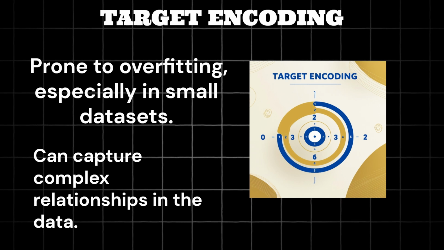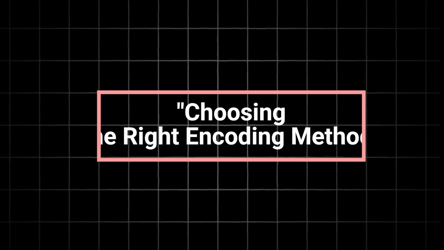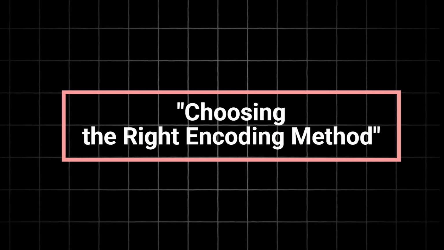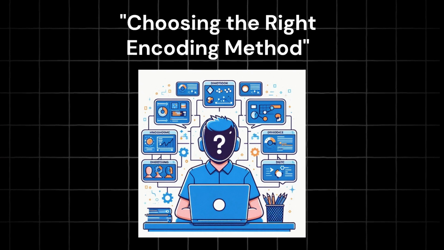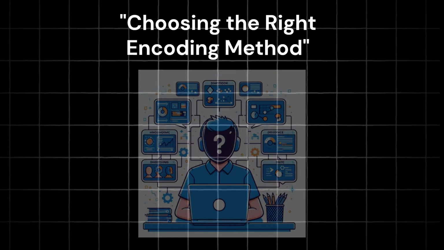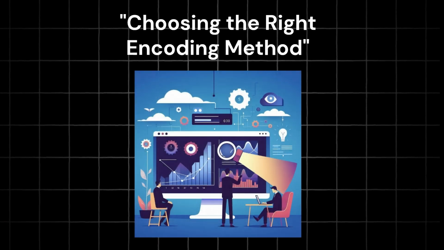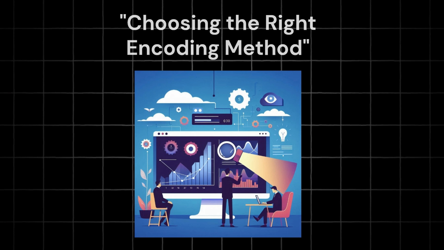So, how do you choose the right encoding method? It depends on several factors like the nature of the data, the type of machine learning model you are using, and the problem you are trying to solve. For example, use one hot encoding when dealing with nominal data for tree based models, or ordinal encoding for ordered categories. Target encoding is powerful but should be used with caution due to its tendency to overfit.